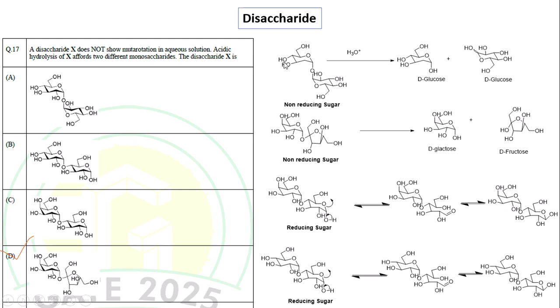The other compound also does not show mutarotation, but it produces the same aldehyde sugar, D-glucose, after hydrolysis with H3O plus. Similarly, another has a free anomeric group, so it opens and produces the open chain form, and so it shows mutarotation, so that option is not correct. So the correct option is sucrose, which does not give mutarotation as well as produces two different monosaccharides after hydrolysis.